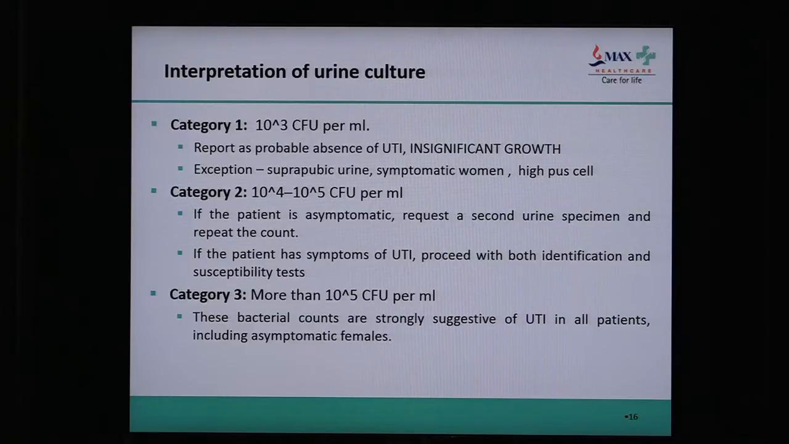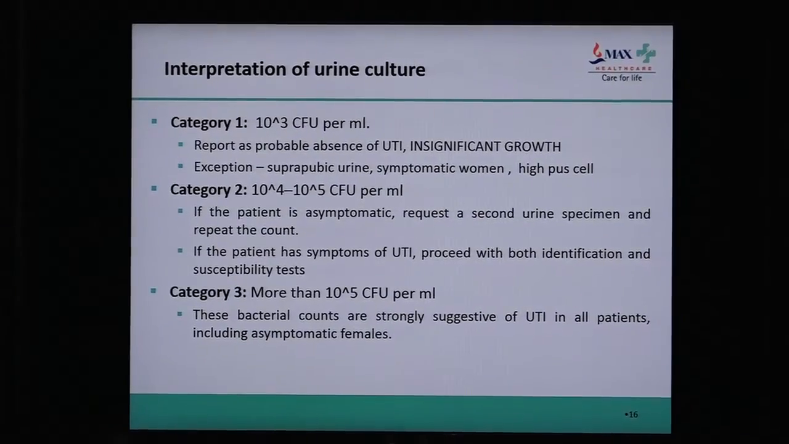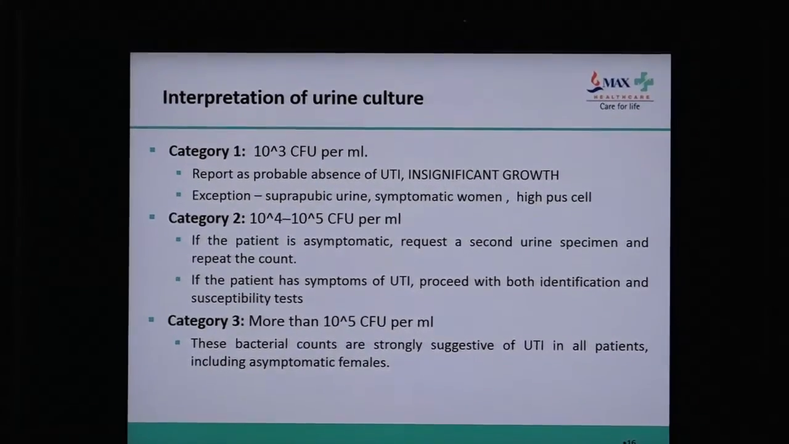See, there are only two indications for treating asymptomatic bacteriuria. One is pregnancy and the other is before urologic surgery. So if your patient is going for a urologic surgery, then any colony count is significant. And asymptomatic bacteriuria is also found in extremes of age. Should it be reported? Should it be treated?